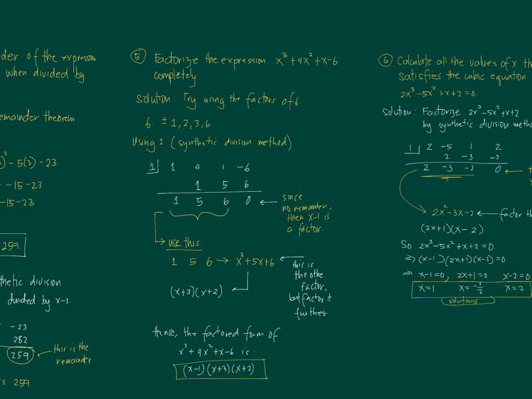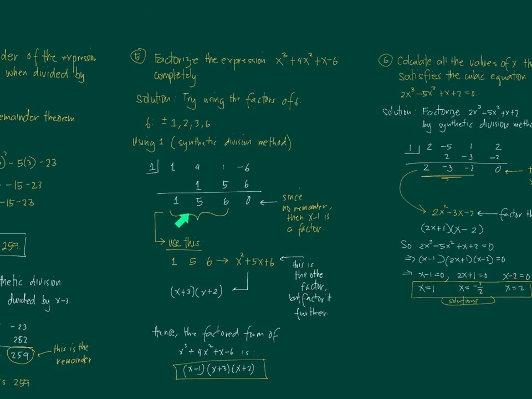Moving on to number 5, if you want to factorize x cubed plus 4x squared plus x minus 6 completely, we try using the factors of 6. This is your guide. The factors of 6 are 1, 2, 3, and 6. And you use synthetic division. Your goal is to have the last number 0, because that will tell you that the number determines a factor. Here I used 1, and it turned out that it ends with 0. So if 1 works, that means x minus 1 is a factor.